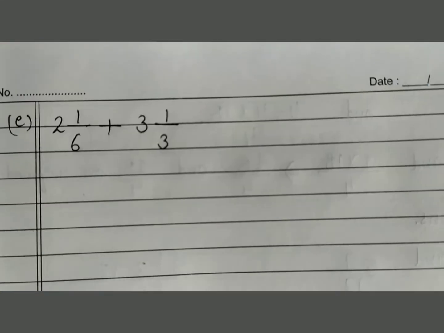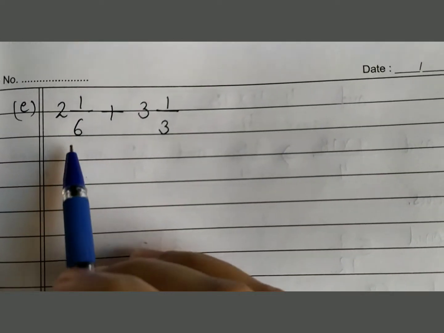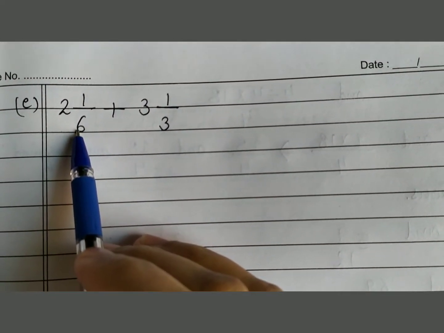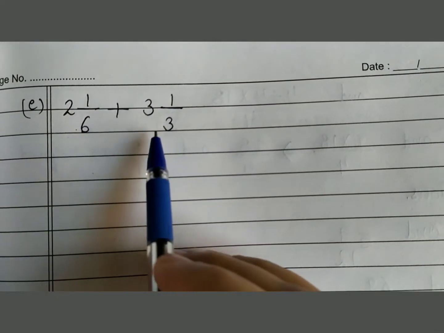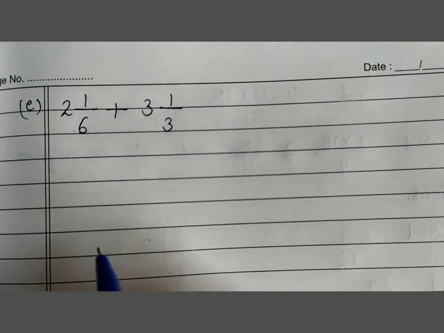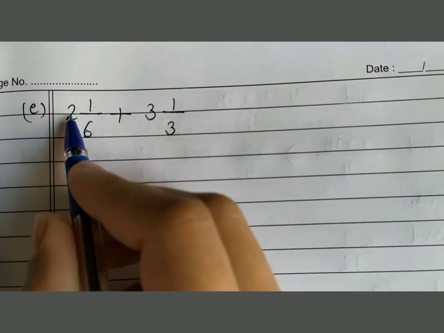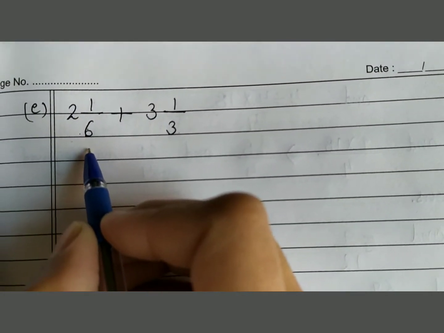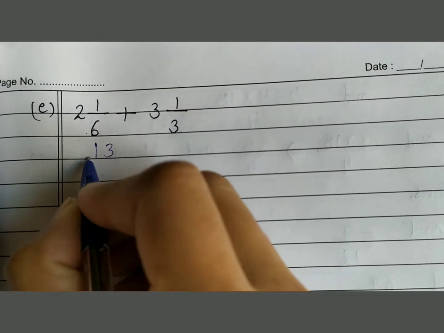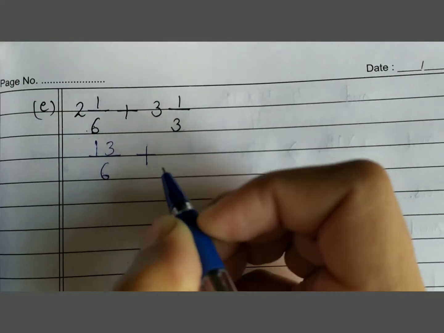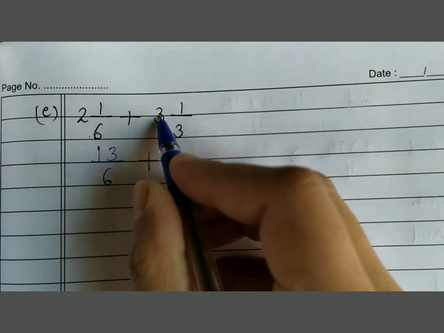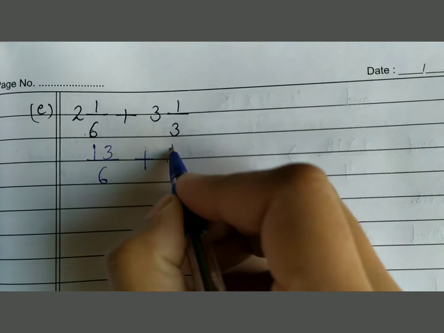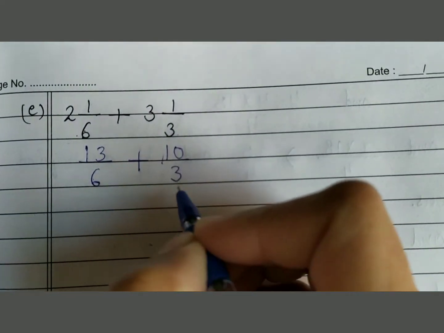Okay. Next question. Firstly, change into improper fraction. It is a mixed fraction. Change into improper fraction. 6 multiply by 2 equal to 12, add 1, 13 upon 6. Add 3 multiply 3 equal to 9, add 1, 10 upon 3.